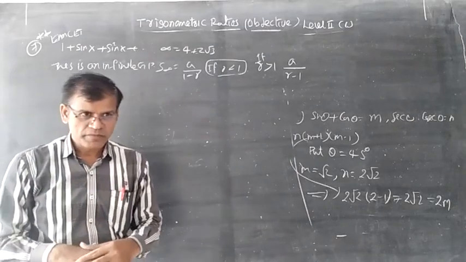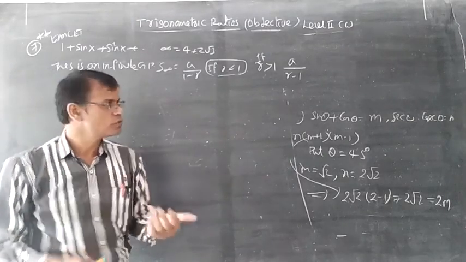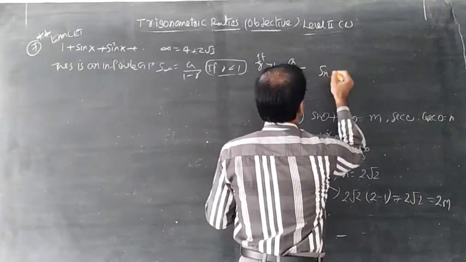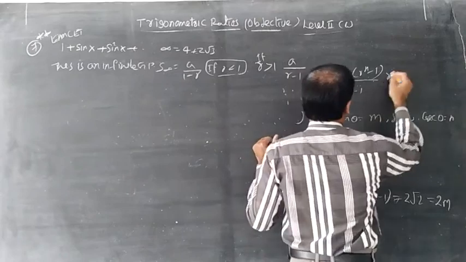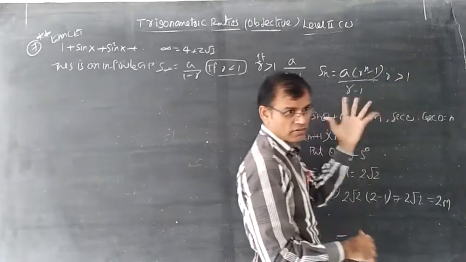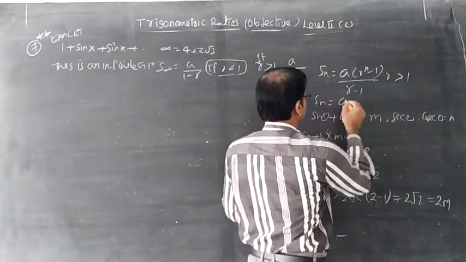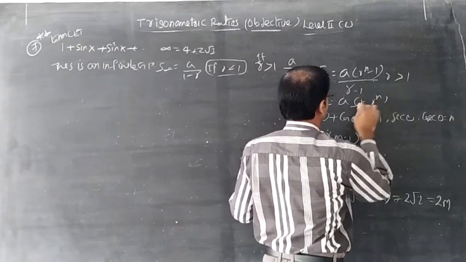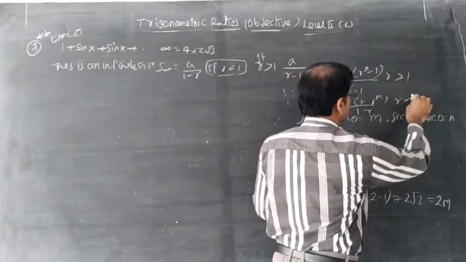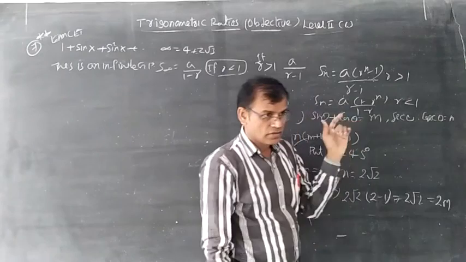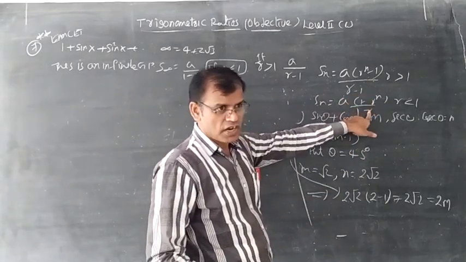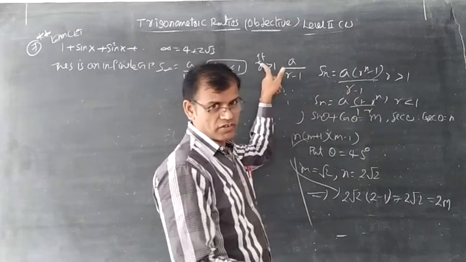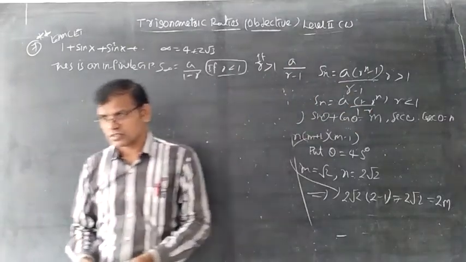So no infinite GP there. Sn is equal to a into (r power n minus 1) by (r minus 1) when r is greater than 1. Sn is equal to a into (1 minus r power n) by (1 minus r) when r is less than 1. This is the sum of n terms of a GP. The infinite GP is not there.